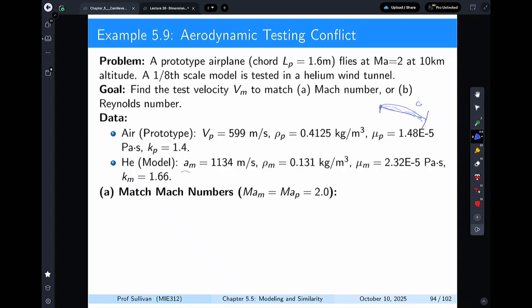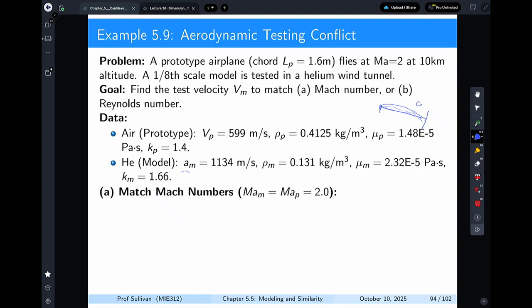I'm going to use A, that's not acceleration, that's just velocity. So I have velocity of the prototype, 600 meters per second. Velocity of the model is 1134 meters per second. Model and prototype densities differ by a factor of 4, and model to prototype viscosity is about 50% difference. Specific heat ratios between the two are 1.4, 1.6. They're close, but they're not going to match really well.